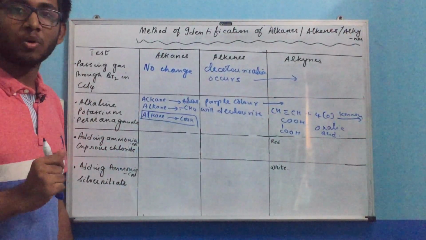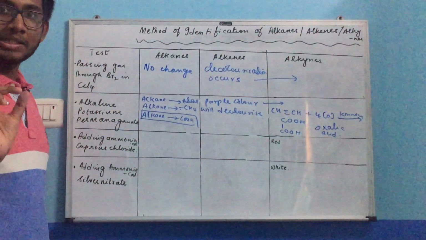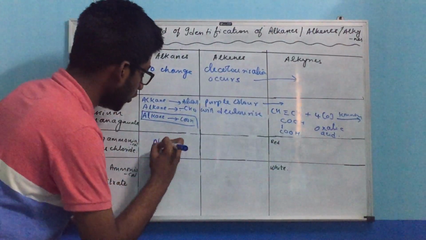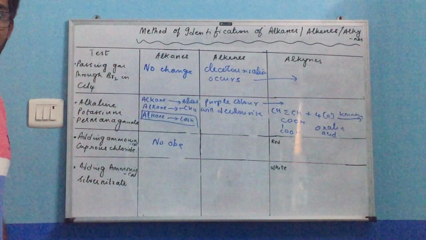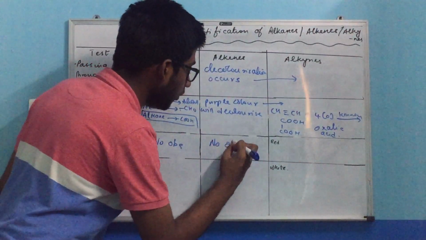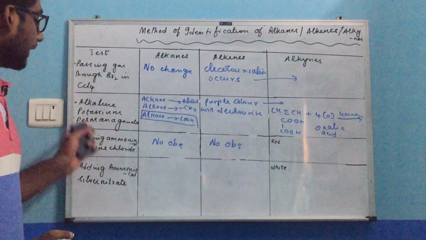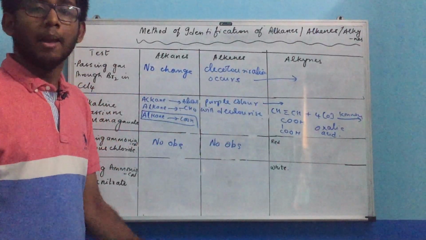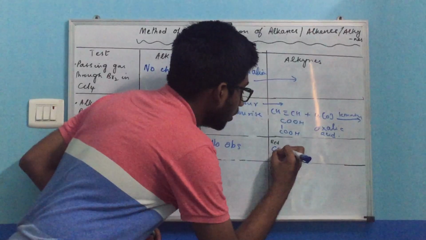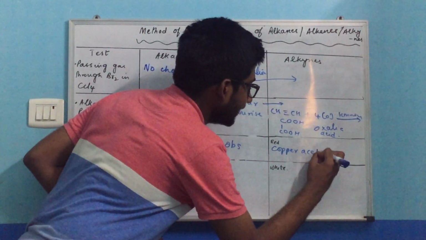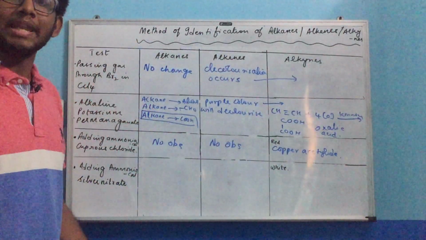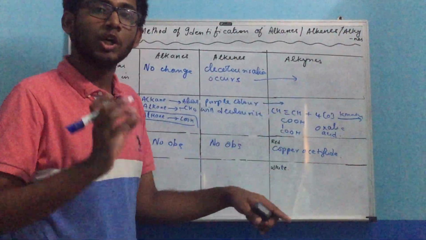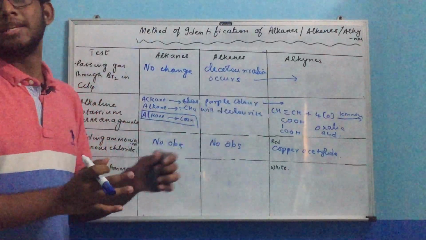When you add ammoniacal cuprous chloride, the reaction is not necessary to know, only the observation is important. There will be no observation in the case of alkanes, and again no observation in the case of alkenes. Nothing will happen when you add ammoniacal cuprous chloride to an alkane or an alkene. But for an alkyne, you will get copper acetylide, which is red in color. So if you get copper acetylide, a red compound, that means it is an alkyne.